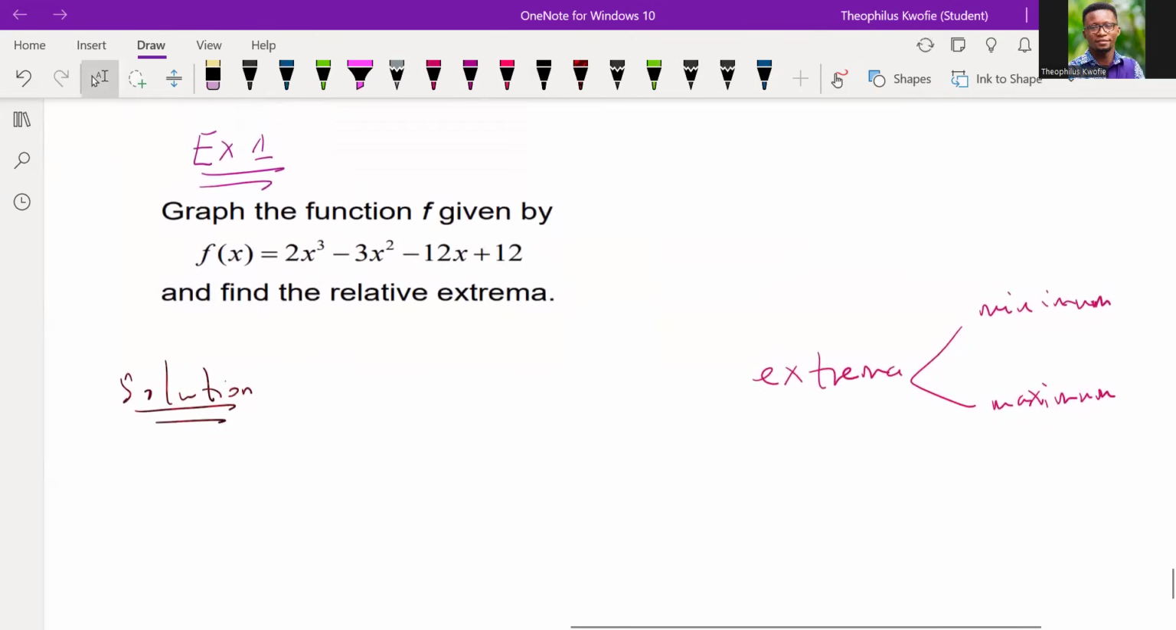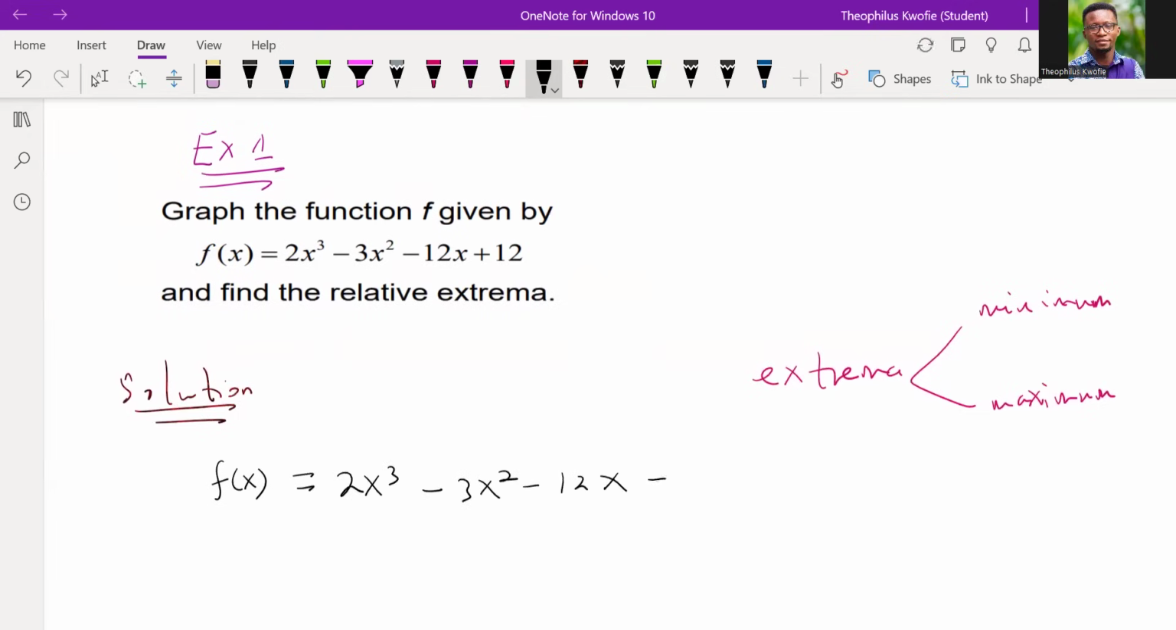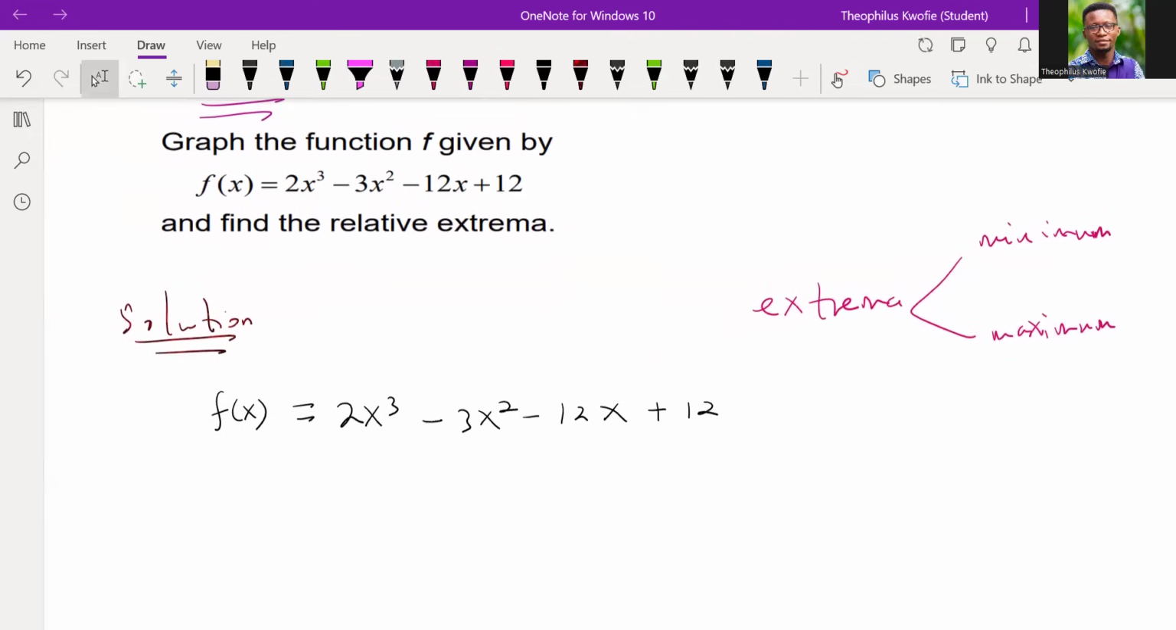They're given this function to solve. So we have f of x equal to 2x to the power 3 minus 3x squared minus 12x plus 12. All right. So the first thing to do, for now, I would not want us to graph it right away, but I want us to find the relative maxima, our extrema, and based on that, we can use that to graph, right? That one is easy.